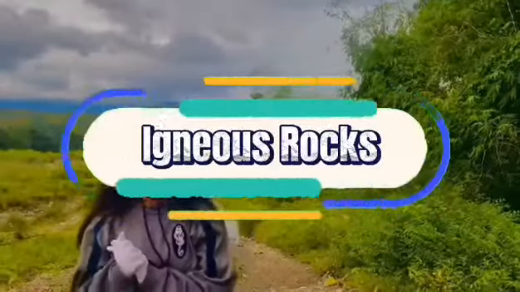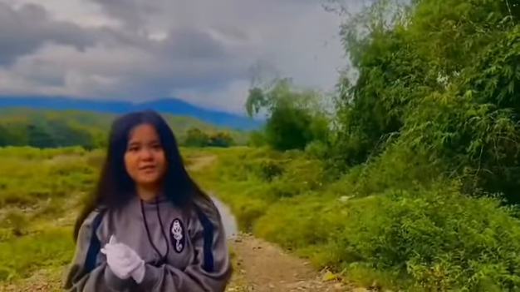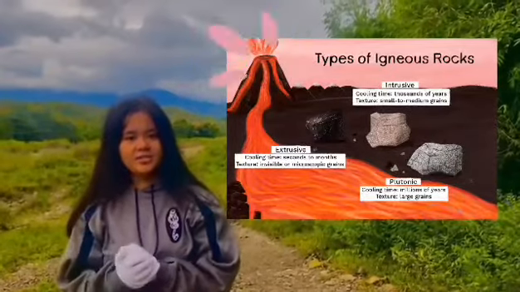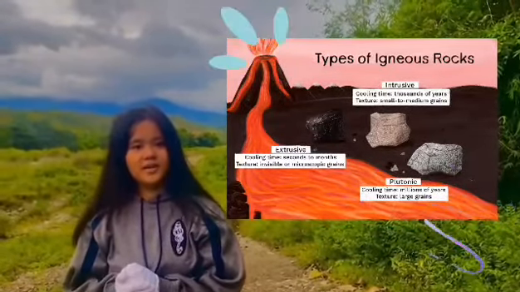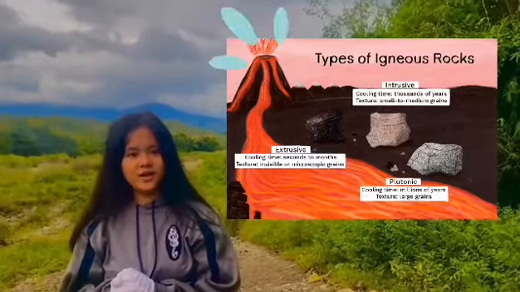Igneous rocks. Igneous rocks, derived from the Latin word for fire, are formed when molten hot materials cool and solidify. Igneous rocks can also be made a couple of different ways. When they are formed inside of the earth, they are called intrusive or plutonic igneous rocks. If they are formed outside or on top of earth's crust, they are called extrusive or volcanic igneous rocks.